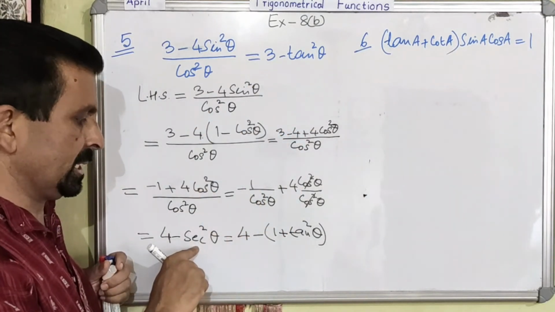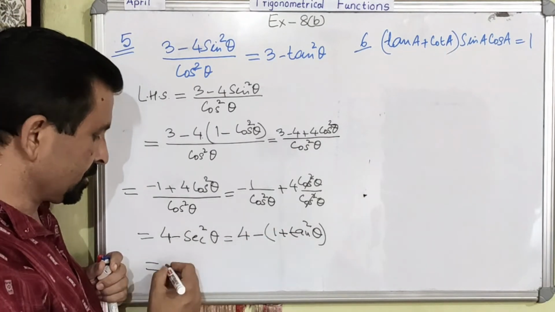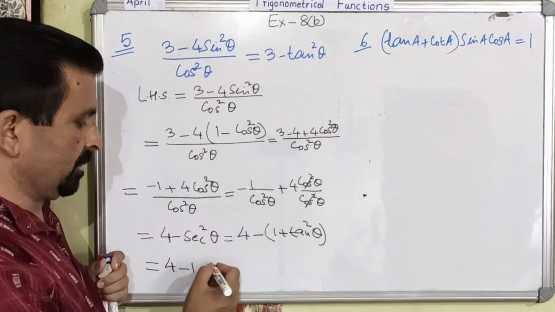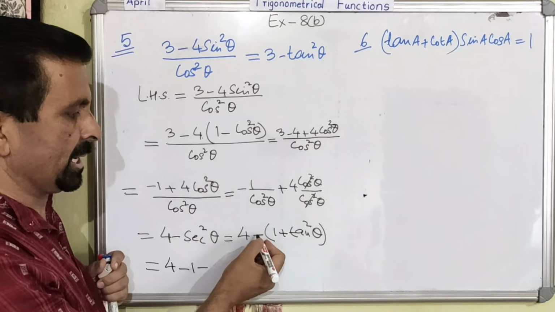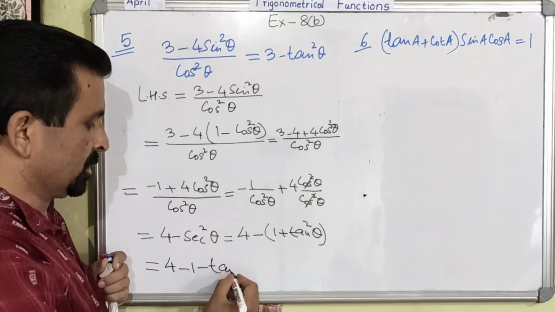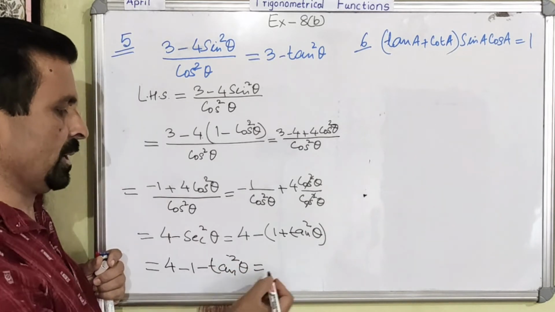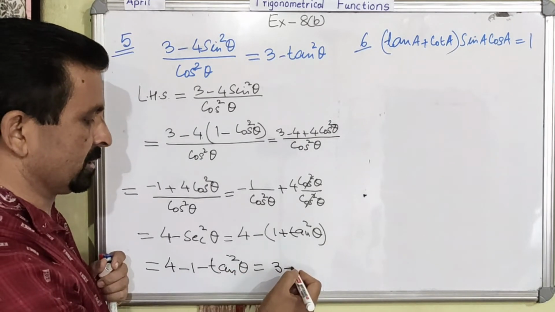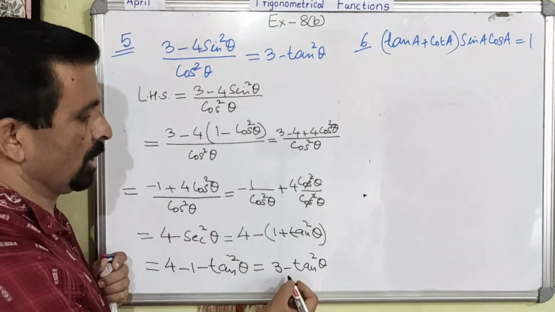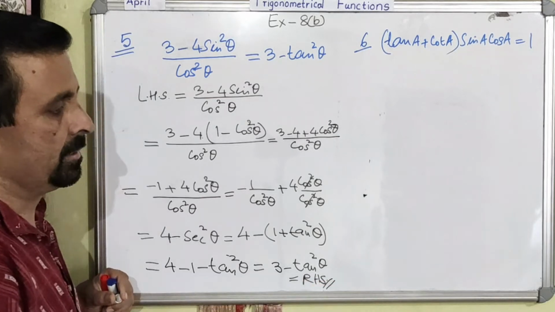Therefore, I am writing the identity of sec square theta. And after this, we will open the bracket. So 4 is 4 minus, this is 1, and this will become also negative, because outside the bracket there is a minus sign. So inside both the terms will become negative. So this is tan square theta. Is this okay? Now 4 minus 1 is equal to 3, and this is minus tan square theta, as it is tan square theta. And see, this way you got your right hand side. So this is RHS, right?